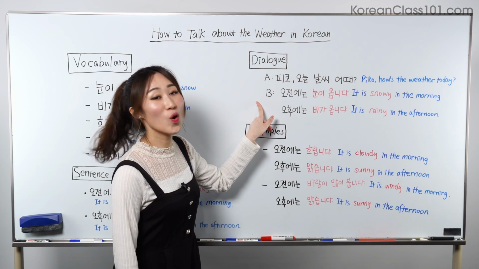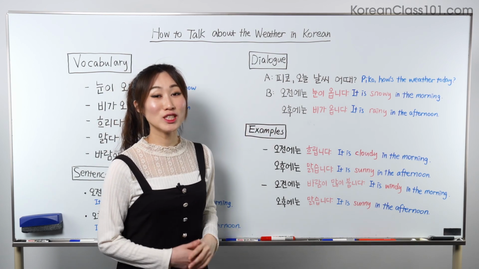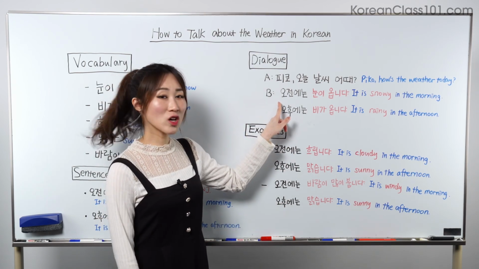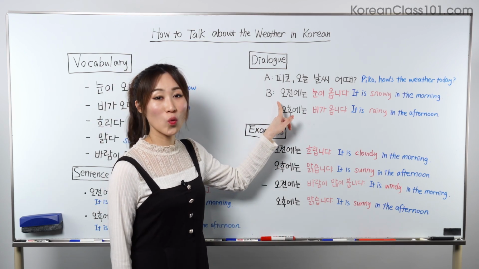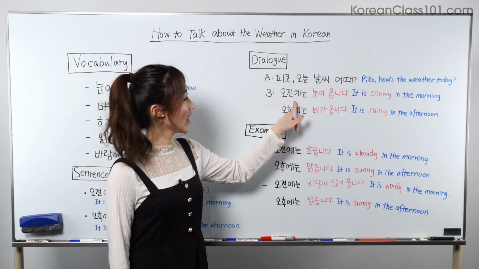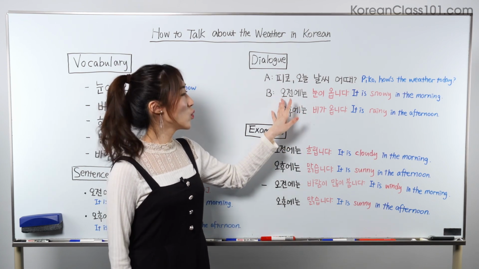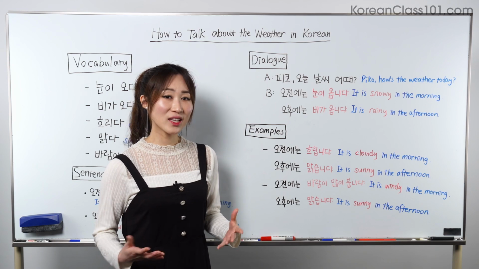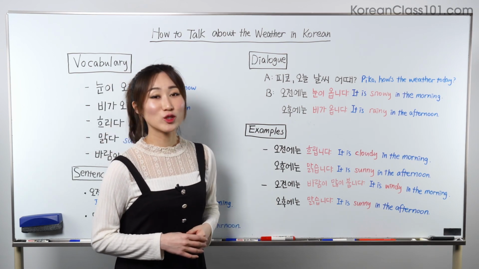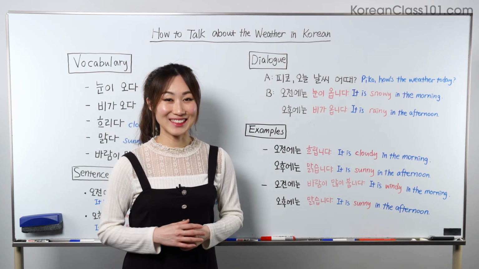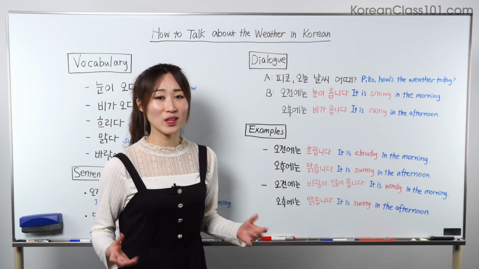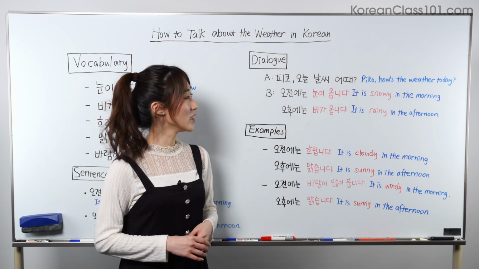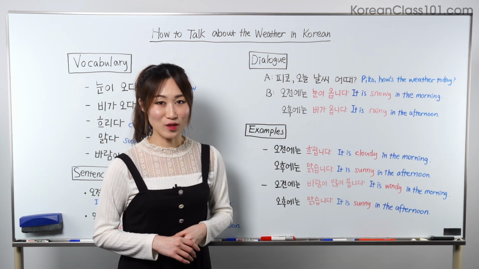Next we have 오전에는 눈이 옵니다. 오전 means morning, AM. 에는 is like in the. So 오전에는 becomes in the morning. 오전에는 눈이 옵니다. We just learned it, right? 눈이 옵니다. Snow comes in the morning, or in natural English, it's snowy in the morning.